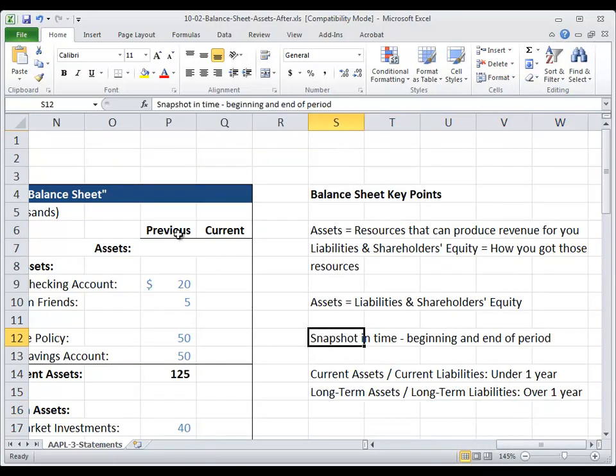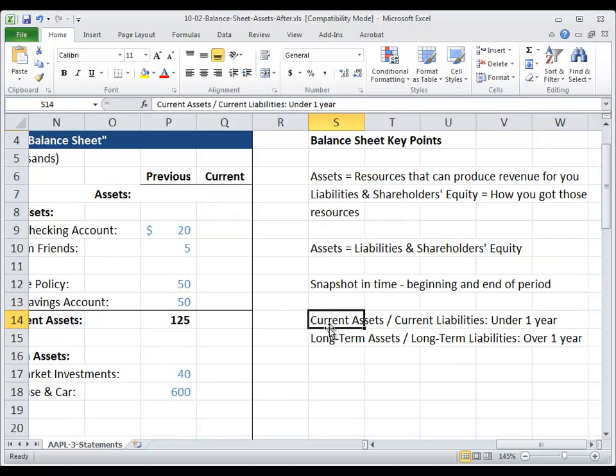Usually you have the beginning of a period, so January 1st, for example, and then December 31st, the end of the period. You're not showing what happens over that period. You're only showing the beginning on that specific date and then the end on that specific date. Current assets or current liabilities correspond to anything that is going to come due or can be liquidated within a year. Long-term assets, long-term liabilities are things that are going to take over a year, things that are due in over a year, or things that are going to take a year or longer to actually liquidate and turn into cash on the asset side of the balance sheet.